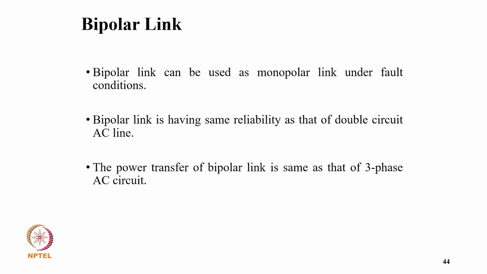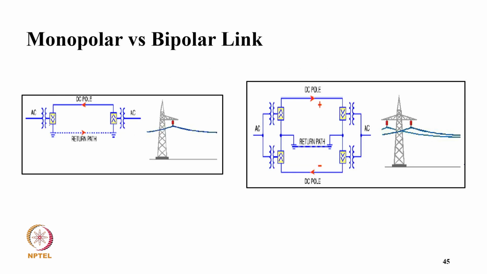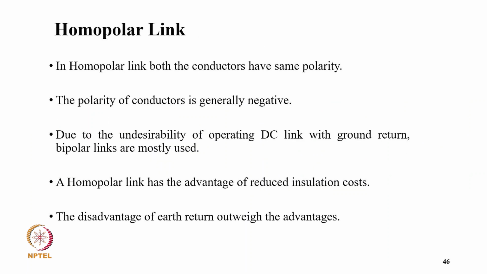So a bipolar link can be used as a monopolar link under fault condition, and a bipolar link has the same reliability as that of a double circuit AC line. So the power transfer of a bipolar link is the same as that of a three-phase AC circuit. And you can see how the monopolar versus bipolar link look like: monopolar on the left side, bipolar on the right side, and how the converter stations are connected between the two.